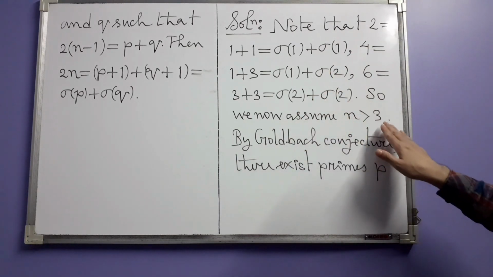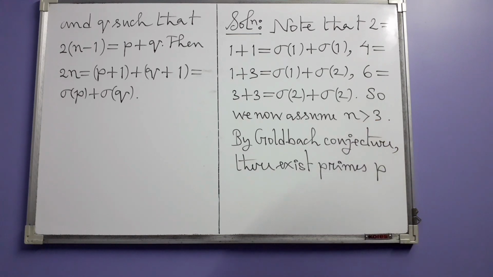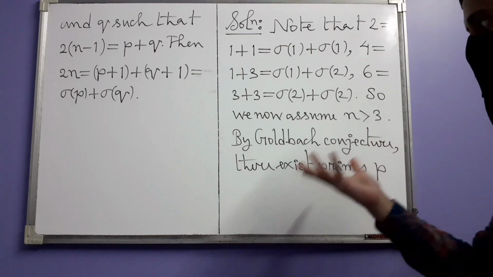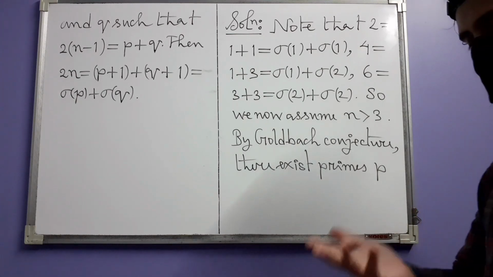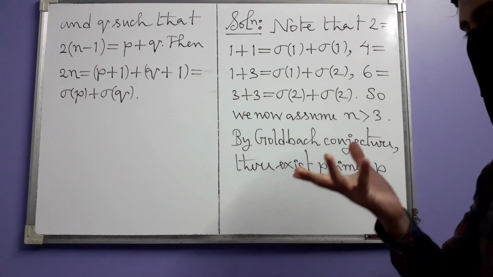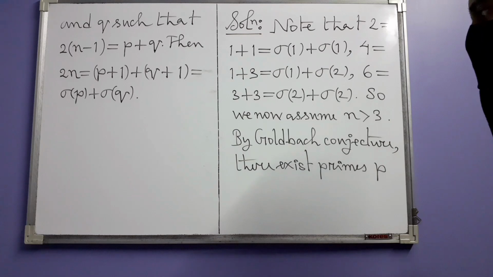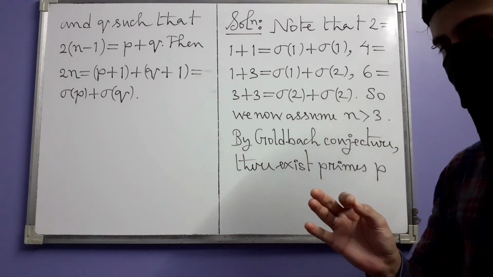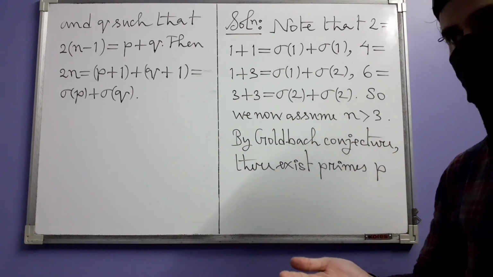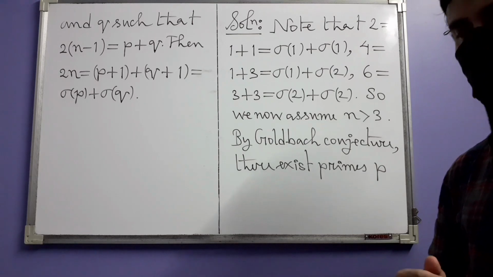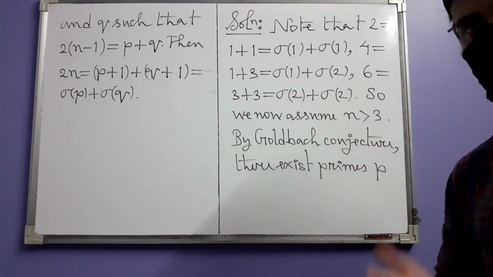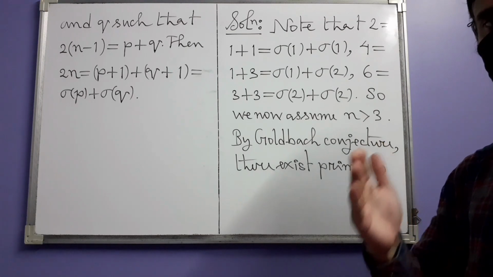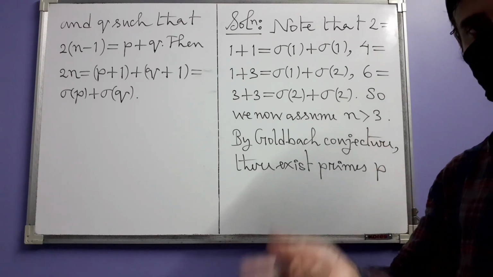So now we can assume that n is greater than 3. And this is where we are going to use Goldbach's conjecture. What form of the conjecture are we using? We are specifically using the claim that any even positive integer greater than 4 can be written as a sum of two prime numbers. There exist two prime numbers for such an integer such that their sum is the given integer.